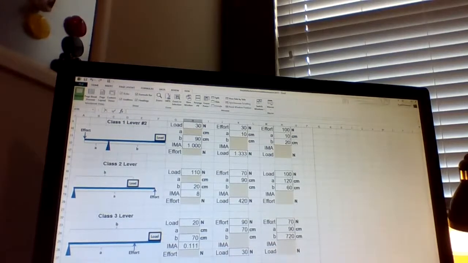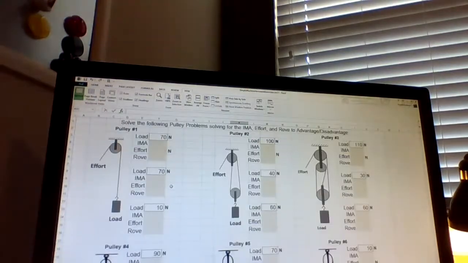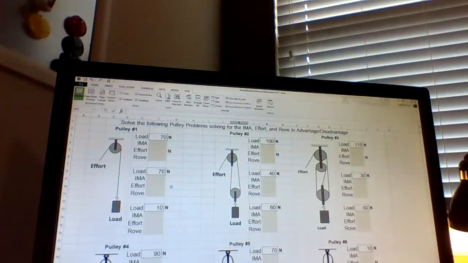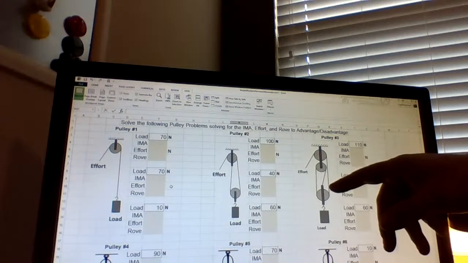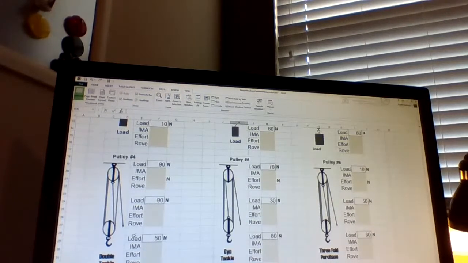We've got level 1 pulley problems here where we actually look at pulleys. You've got a very simple pulley here. You've got a simple block and tackle here. You've got a more complex pulley here. Now we're starting to get into a double tackle, a gin tackle, and a 3-fold purchase. And you have to learn how to do those.